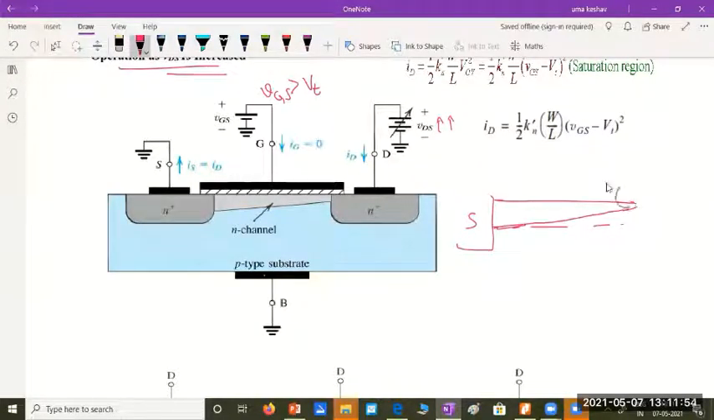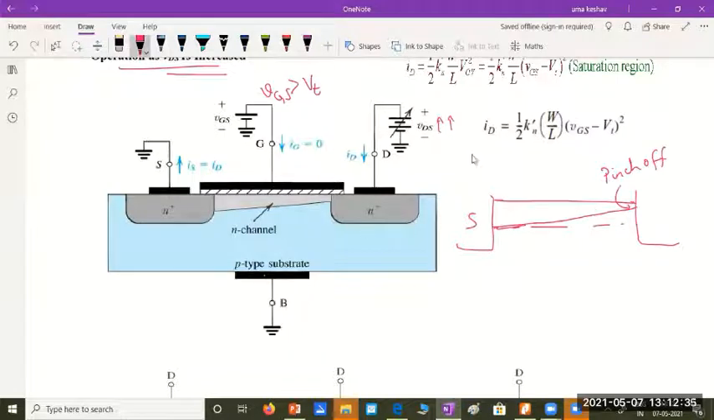At some particular value of drain source voltage, this channel gets pinched off. So we call that pinch off. What happens at pinch off? Can somebody tell me? What happens at pinch off? Turn off. I can't say turn off. At pinch off, the saturation.